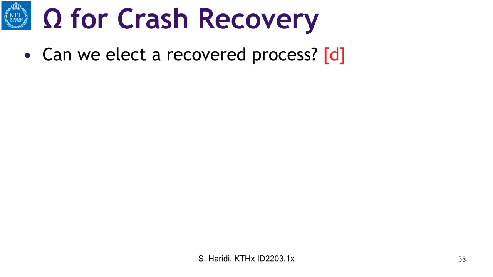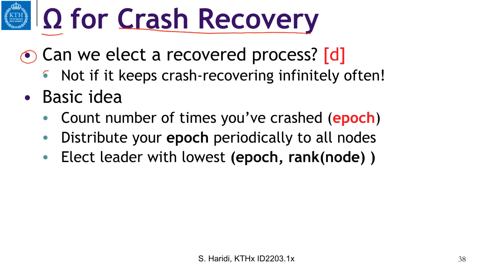A quite interesting algorithm, on the other hand, is omega for the crash recovery model. First, remember that in the crash recovery model, a process is correct if it never fails or it fails a finite number of times. So processes that fail and recover an infinite number of times are faulty processes. So can we elect a recovered process then? The answer, of course, is no, if it keeps crashing infinitely often, but that is a faulty process, and we don't want to elect a faulty process.